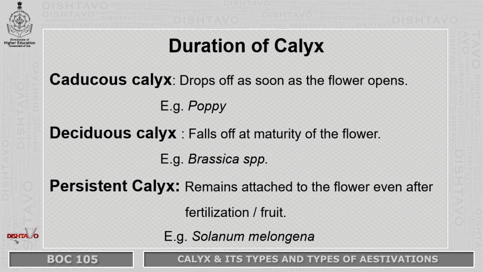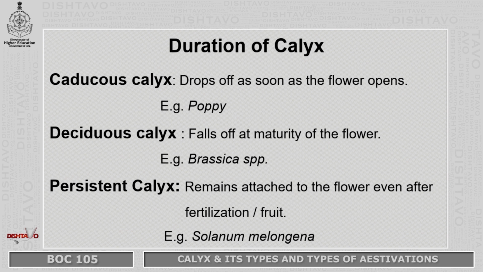The duration of the calyx on the flower also varies. There are some sepals which remain on a flower for a very long period even after the fertilization, or in some they fall off immediately once the flower blooms. So based on the duration of the calyx, it is divided into different types.